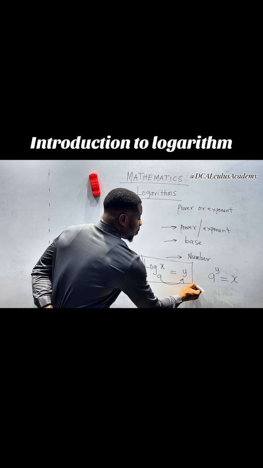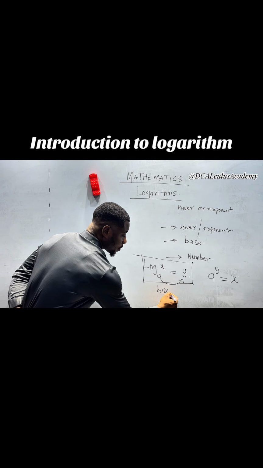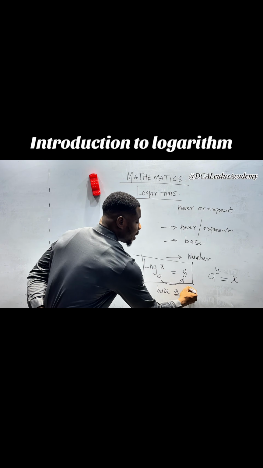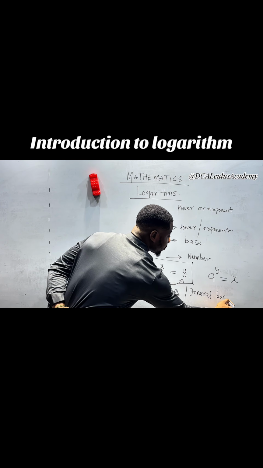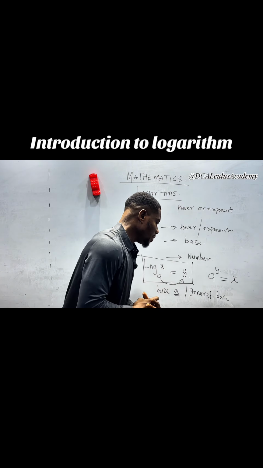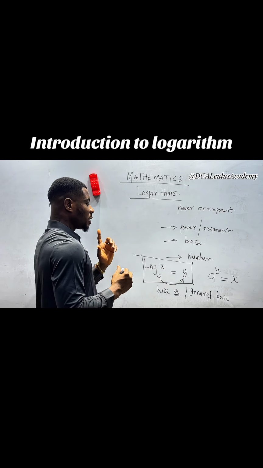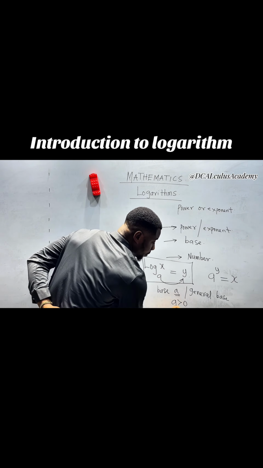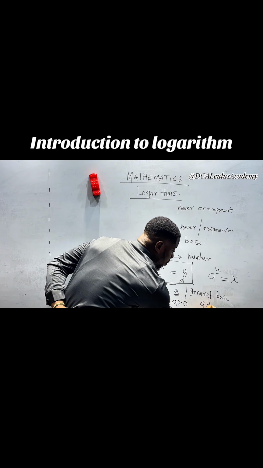Now, in this case my base is a. When I have a base a, it is known as a general base. So, if a is a general base, I'll give you the conditions for a. You should take note that a must be greater than 0, and a is not equal to 1.